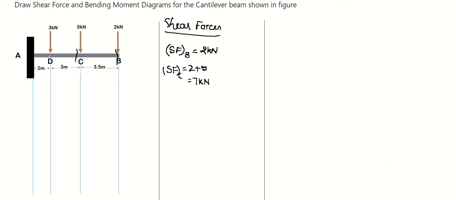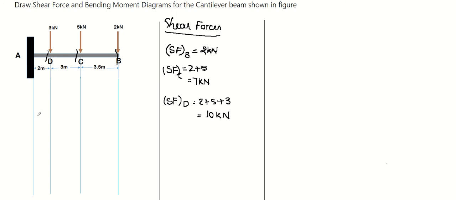Now shear force at D. You can now easily calculate. You have to consider the sum of all the forces up to the section: 2 plus 5 plus 3. Shear force at D is 2 plus 5 plus 3, that is 10 kilonewton. So these are all the shear forces we have seen.